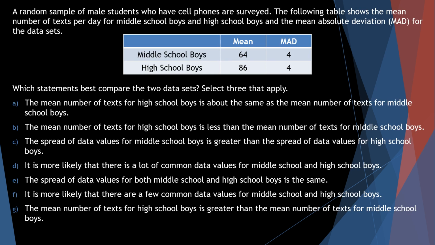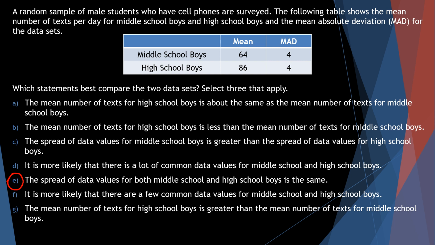Alright, so here we have a random sample of male students in high school and middle school, and we want to know which 3 statements best apply to this data set, or best compare them. Okay, well, the mean absolute deviations are the same, right, which means that the spread of both of these is also going to be the same. So the spread of middle school boys to high school boys will be the same because our mean absolute deviations are the same. It looks like our average is much higher for high school.